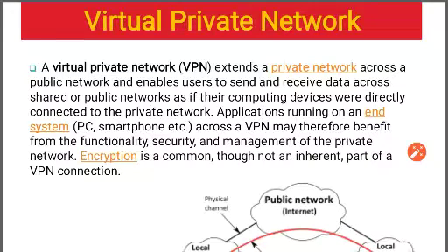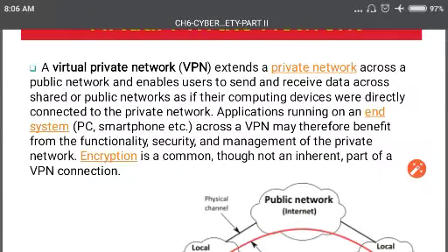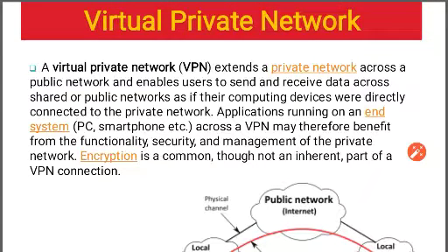So how does it work? The applications running on one end, like your PC or smartphone, across a VPN may benefit from the functioning and security management of the private network, and encryption is a common, though not an inherent, part of the VPN connection. So this is basically the network which a particular organization can have for their employees, or the network which you can have at home through your mobile hotspot and all.